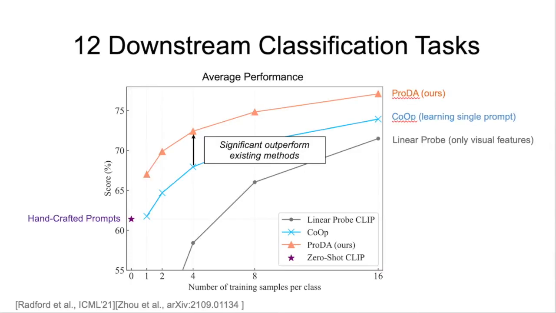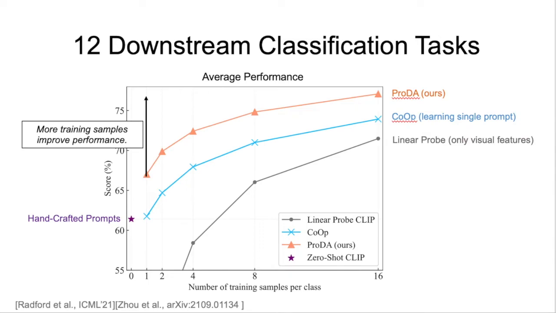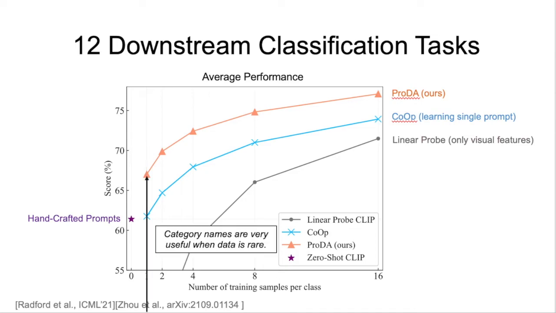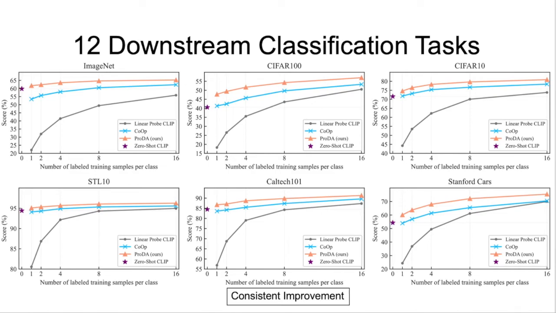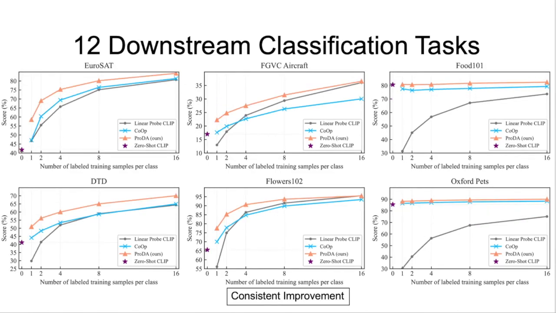We evaluate our ProDA on 12 downstream classification datasets. Our method outperforms existing methods by a large margin. In comparison to the handcrafted prompts, our ProDA can improve the recognition performance with increasing training samples. The linear probe is a strong baseline in few-shot image classification. The comparison with the linear probe demonstrates the benefit of using category names for recognition in the few-shot setting. Overall, our method ProDA consistently and substantially outperforms its prompt learning or engineering counterparts.